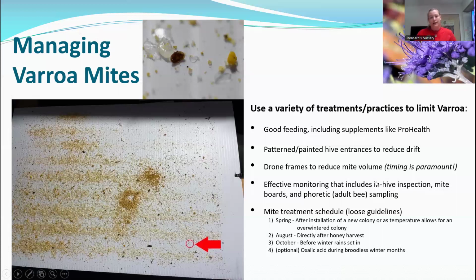This is optional. I don't actually use oxalic acid because it requires just so much extra personal protective equipment and all this other stuff. But oxalic acid is a really great treatment for winter during broodless winter periods. It will not get through wax cappings, but you can use an oxalic dribble or you can use an oxalic fumigation method. And that can be used midwinter. Even though you can't open the colony, you can still fumigate them with oxalic acid.